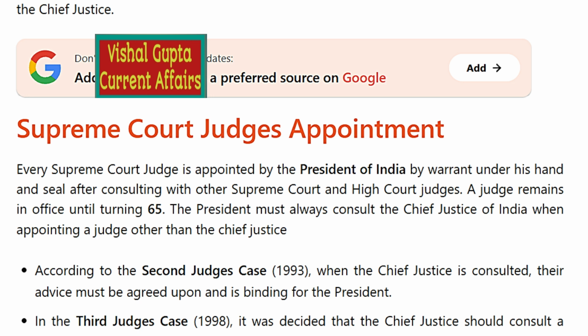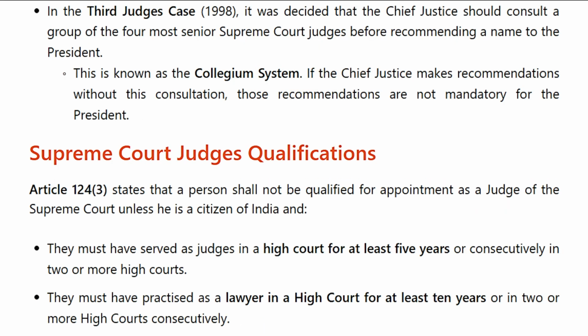In the third judge's case, 1998, it was decided that the Chief Justice should consult a group of the 4 most senior Supreme Court judges before recommending a name to the President. This is known as the collegium system. If the Chief Justice makes recommendations without this consultation, those recommendations are not mandatory for the President.